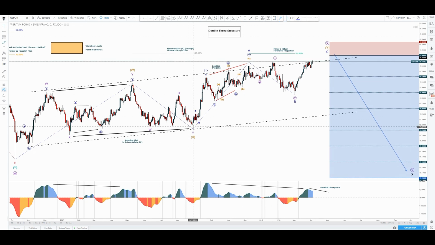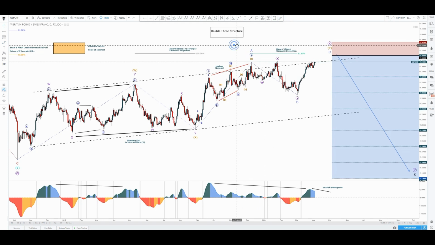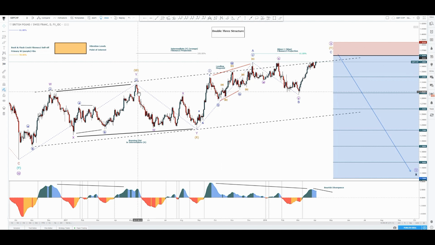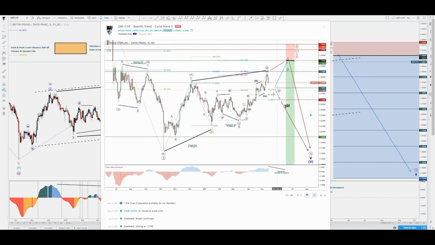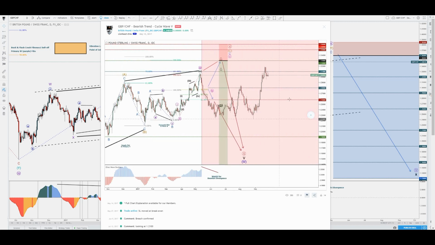Right after that, so we have W and X until now. We started reversing on the upside. The way this unfolded is in a leading diagonal, which I've labeled as an A wave. There have been multiple attempts for me to have bearish views on the pound Swiss. One of them is this post, when I was looking for the downside and explaining things. We did go on the downside and started reversing on the upside.